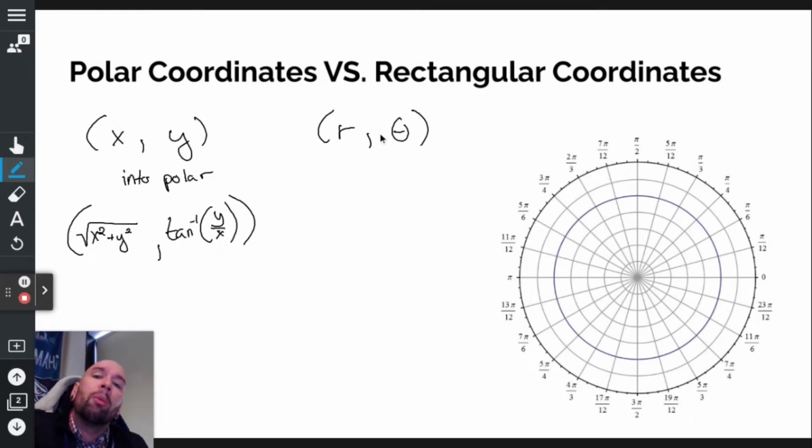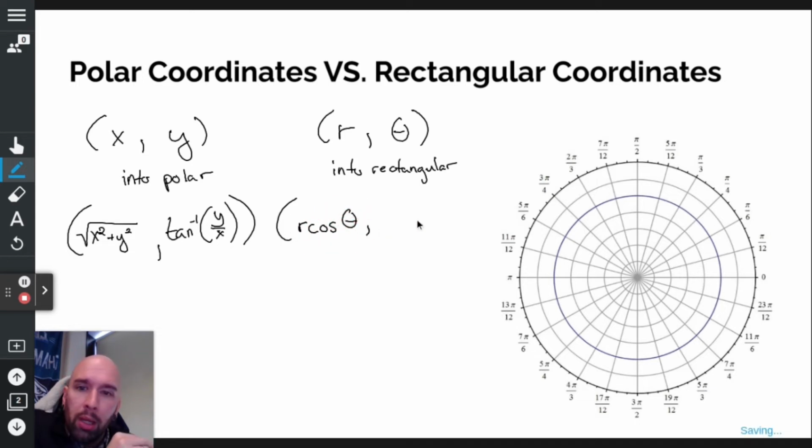How do you turn something that's polar into rectangular? Well, it's a little bit friendlier, I guess. The x value is going to be r cos theta, which should look familiar. The y value is going to be r sine theta, which should look familiar. So if I gave you, what's the point that I used? I think I said 3, pi over 2 or something.